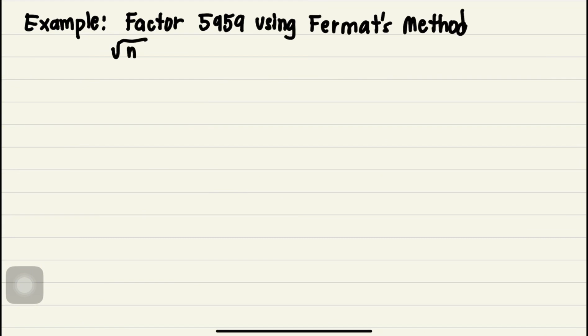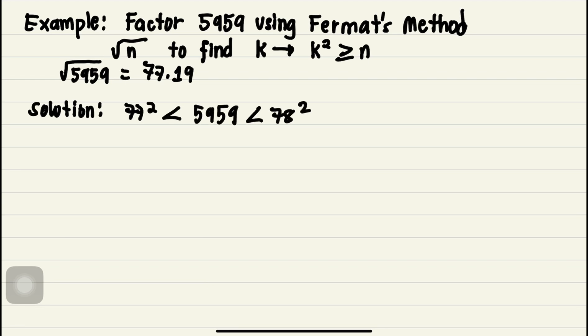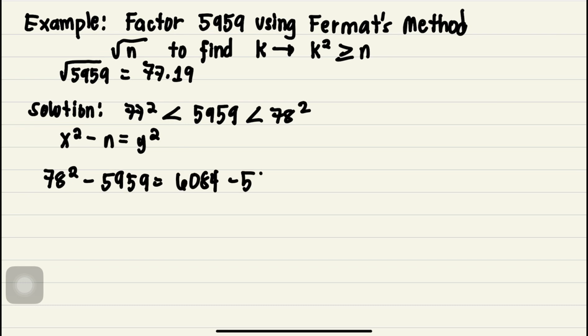Let's go through an example: factor 5959 using Fermat's method. First, we take the square root of n to find the smallest integer k such that k squared is greater than or equal to n. Taking the square root of 5959 equals 77.19. So we find that 77 squared is less than 5959, which is less than 78 squared. So let's compute using the formula x squared minus n equals y squared. The initial value of x is 78. We'll start with 78 squared minus 5959 equals 6084 minus 5959 equals 125.